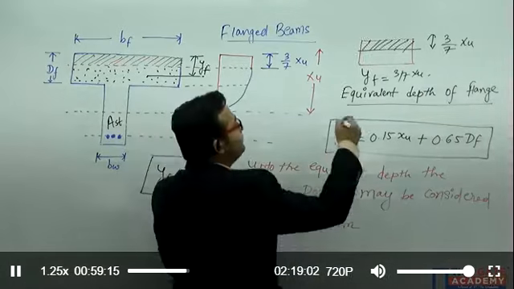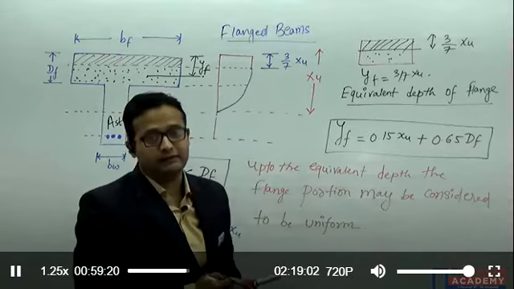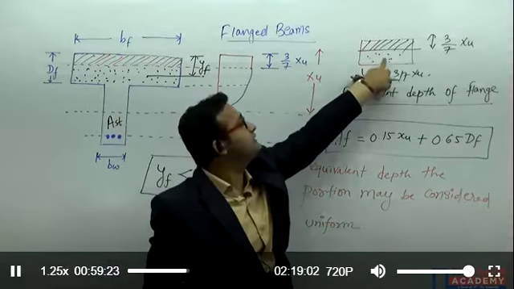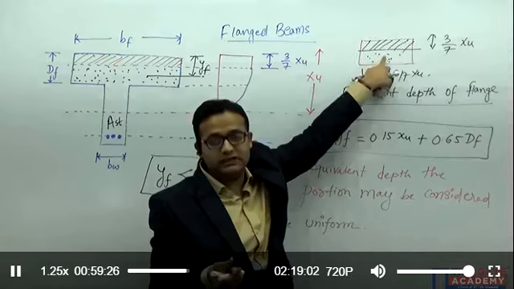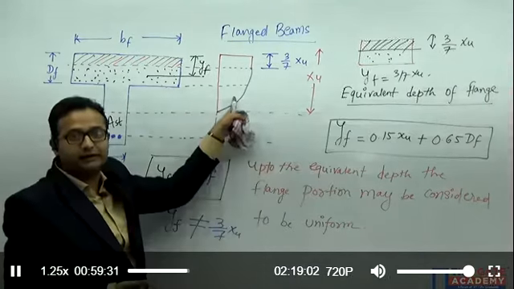Then what is the use of this concrete, sir? Whatever the concrete is provided below the 3 by 7 of XU, what is the use of that? That will also give the stresses. This portion will also give the compressive stresses, because there is a parabolic portion.